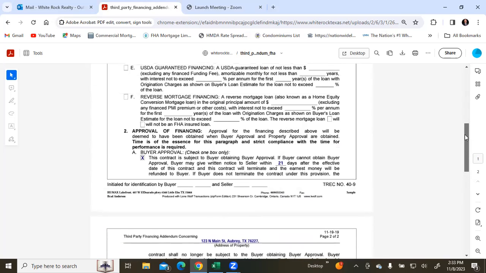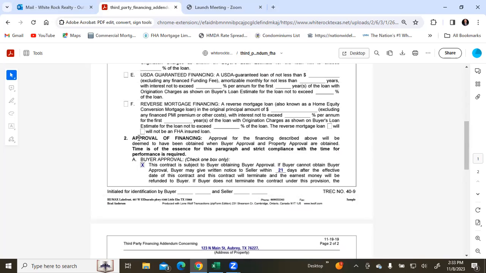Well, before we get to that, let's go to approval of financing. So this is the amount of time that the borrower needs to get qualified for the loan. So you might be saying, well, they already have a pre-qualification letter. What do they need that for? Well, the pre-qualification letter is really based on a very high level set of data that the borrower gives the lender in order to kind of pre-qualify them for a loan. Doesn't mean that that loan is going to go forward.